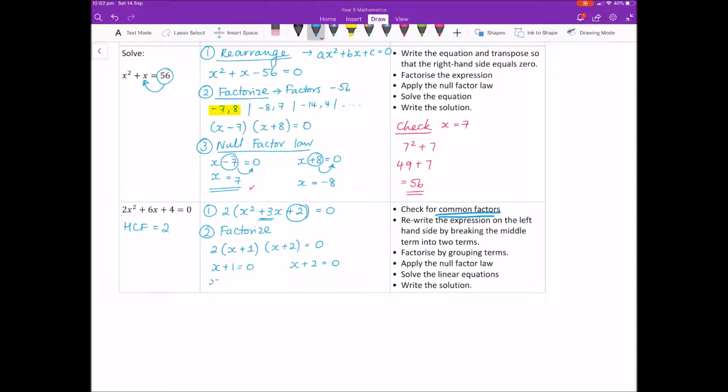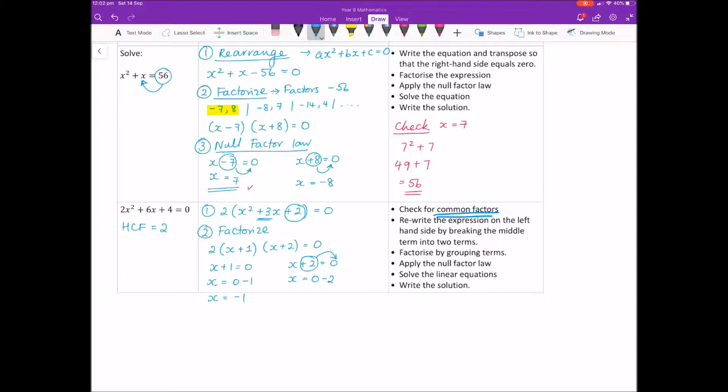So x is equal to 0 minus 1, which means x is equal to negative 1. And then I'm going to take that positive 2 to the other side. So I'm going to have x is equal to 0 minus 2, giving me an answer of x is equal to negative 2. Now you may be wondering at this point what's happened to the highest common factor of 2.